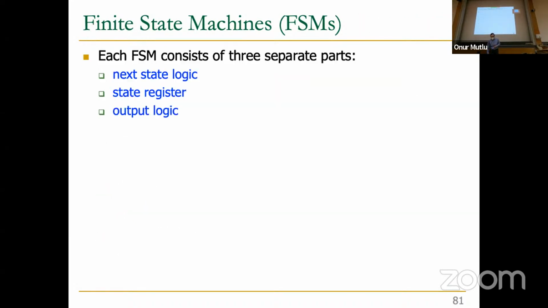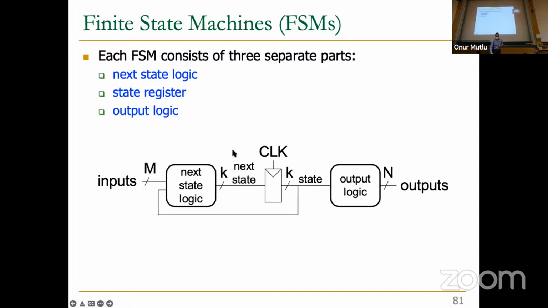Okay, so we're going to see a finite state machine. We're actually going to build one. It consists of three separate parts: next state logic, state register, and output logic. So we're going to look at each of them. And this is what a finite state machine looks like. This is a sequential system in the end. You have some inputs, you have some outputs, as you can see. There's some next state logic that looks at the current state. This is your state register, basically. Next state logic takes the current state and the inputs and produces the next state.